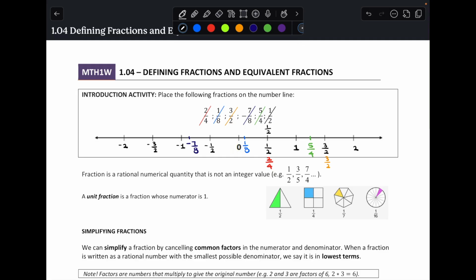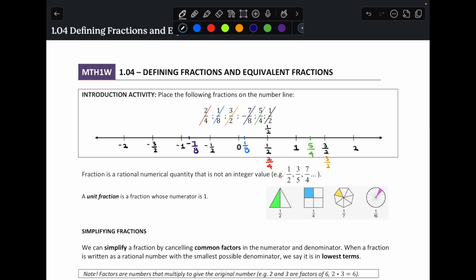So when we define fractions, a fraction is a rational numerical quantity that is not an integer value. Some examples are 1 over 2, 3 over 5, and 7 over 4, and there are other examples as well. A unit fraction is a fraction whose numerator is 1. Remember, the numerator represents the top number of a fraction, and the denominator represents the bottom number of the fraction. So the numerator is 1, which means that the top number is 1 when there is a unit fraction.